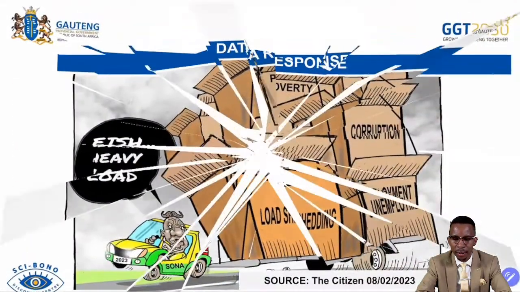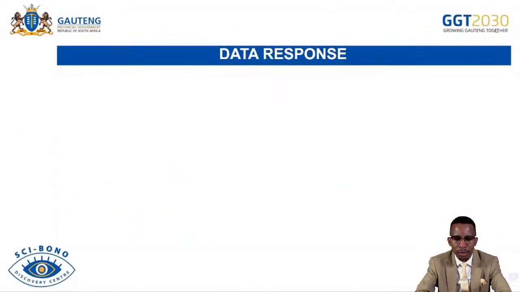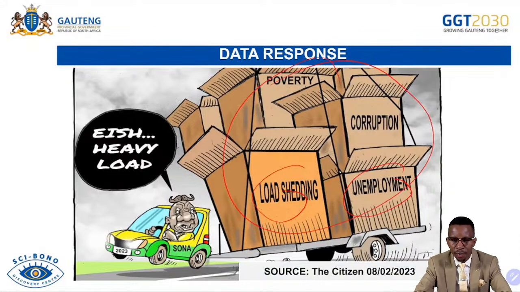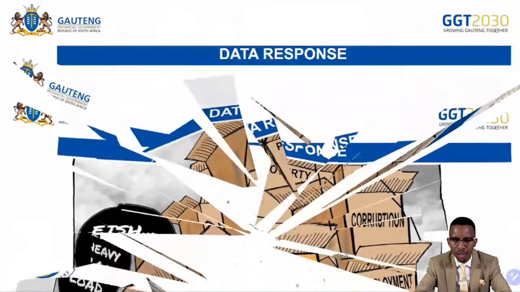Data response again. So let's see what we have here on this data response. We have poverty, we have corruption, load shedding, we have unemployment, and then heavy load. So these are the challenges that are too much for the country, as South Africa sources the citizen. So let's look at questions.